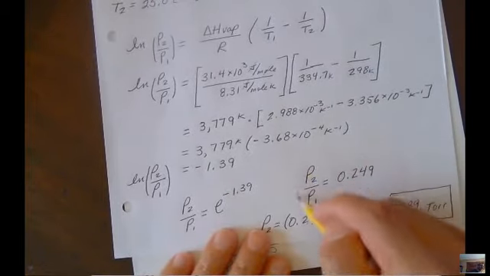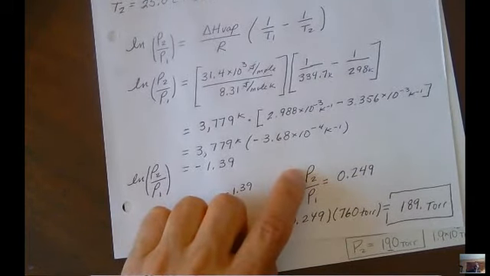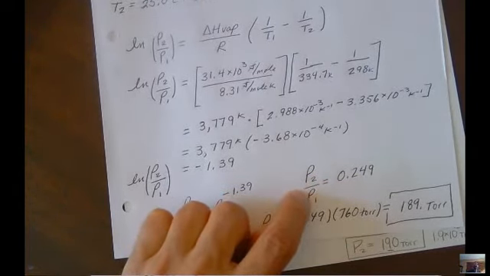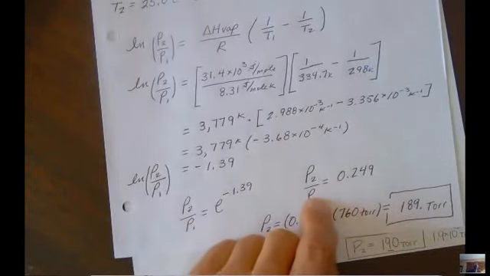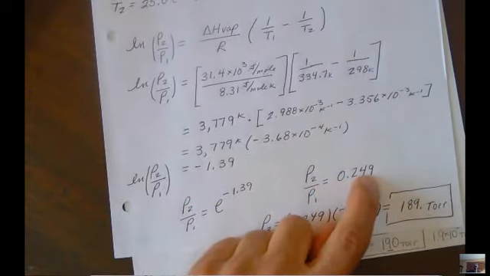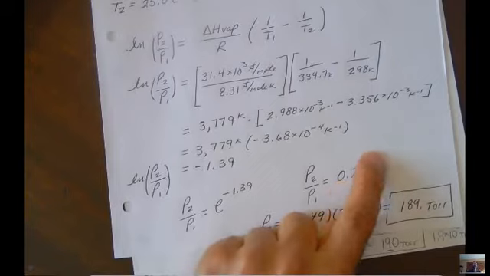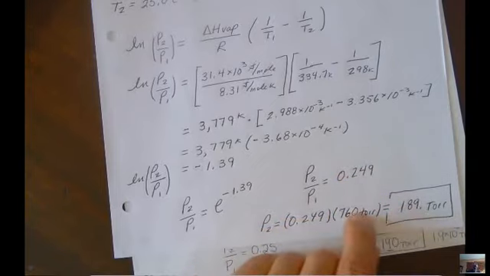This has meaning right here. P2 over P1 is the ratio of the new pressure to the old pressure. Well, guess what? The new pressure is a quarter of the old pressure. Why? Because the ratio is 0.245. Well, guess what a quarter is, guys? 0.25. So to me, this is 0.25. So the new pressure is a quarter of the old pressure.